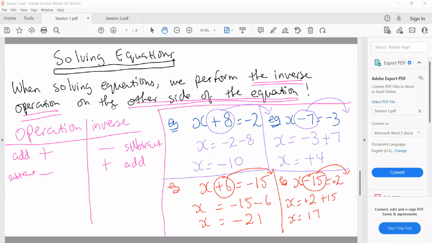Solving equations. To solve equations, we do the inverse operation. We perform the inverse operation on the other side. So I draw a circle here. I see x plus 8 equals minus 2. The inverse of adding 8 is subtracting 8. So x equals minus 2 minus 8, which is minus 10. Simple, right? So we solve equations.